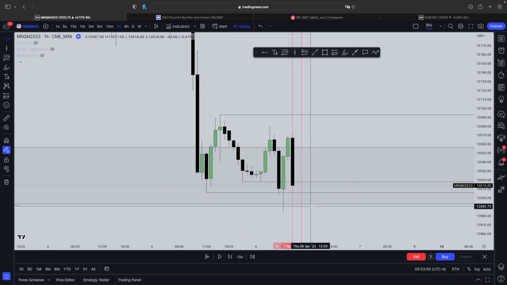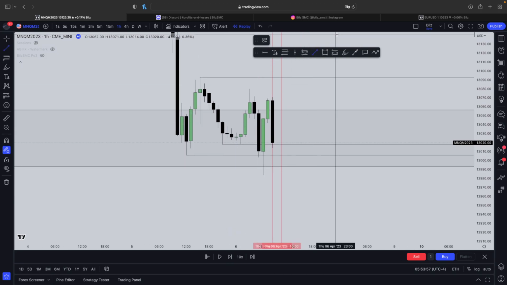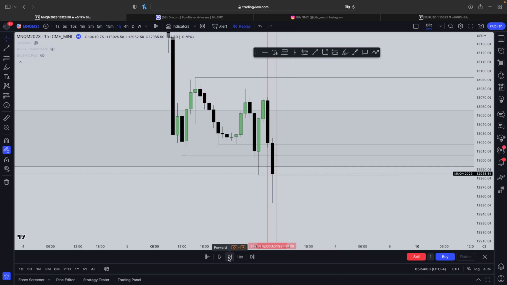There you go, 8 o'clock open right here, and the new sell side liquidity is resting right over here. And now we can wait for that to be taken out. And you can also wait on the 1 hour time frame. There you go, the sell side liquidity got taken out.